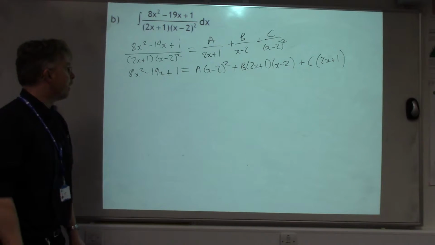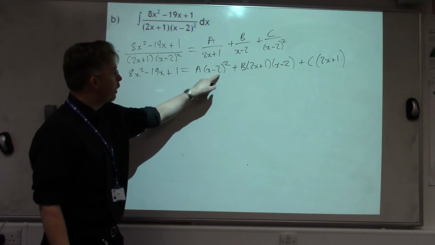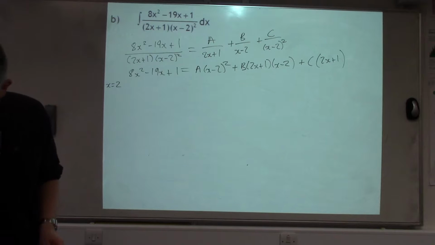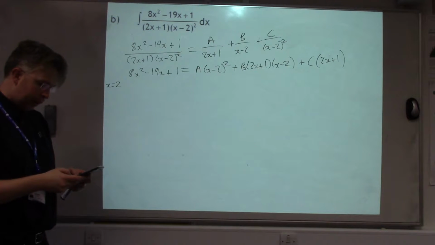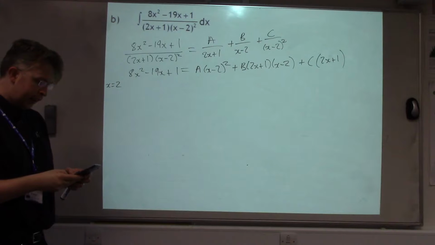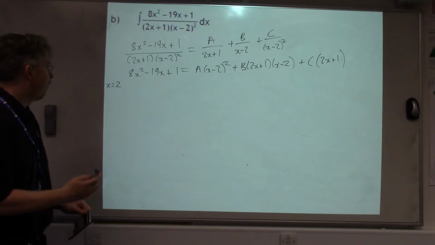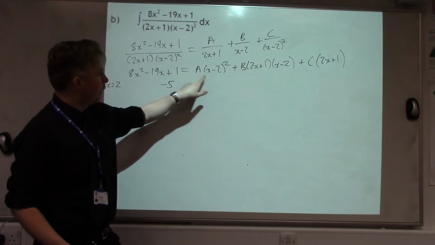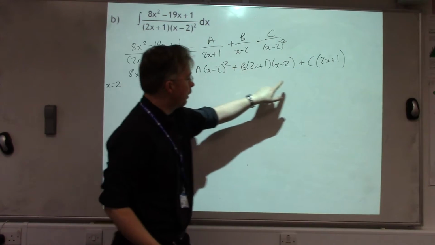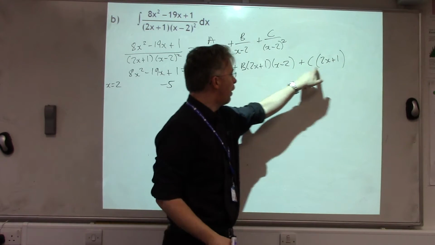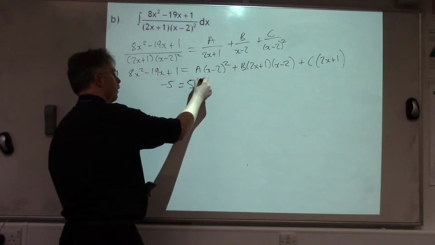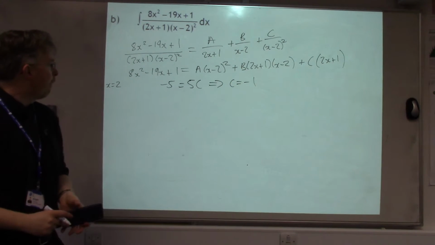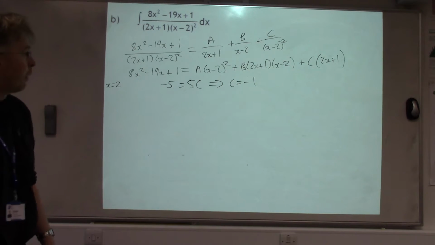Again, we look for convenient x values. So 2 will cancel out that bracket. So 8 times 2 squared minus 19 times 2 plus 1 is minus 5. 2 minus 2 is 0, cancels. 2 minus 2 is 0, cancels. 4 plus 1, 5c. Divide both sides by the 5 and we get c is equal to minus 1.